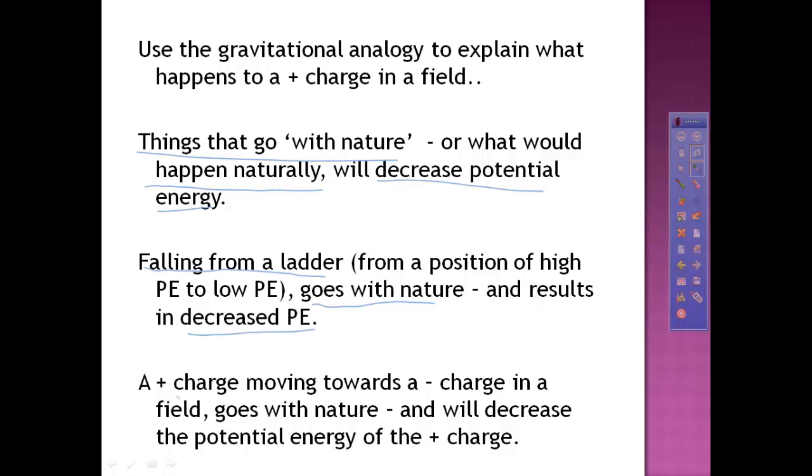A positive charge moving towards a negative charge goes with nature and will decrease the potential energy of the charge. So if you have positive, negative, bloop, goes this way, that will result in a lower potential energy. When the positive charge is way out here, away from the negative sign, we have a potential energy. We have the potential to do work with this charge if we wanted to, and we're going to get into that later. But as the charge moves closer to the negative sign, its potential energy is going to decrease. Its ability to do work, or its ability to have energy, is going to go down.